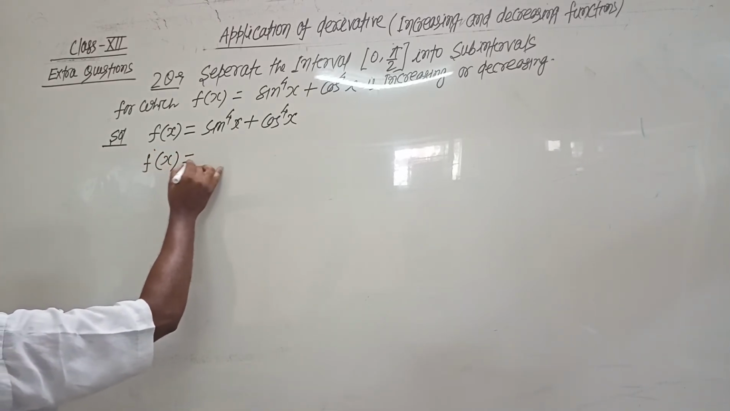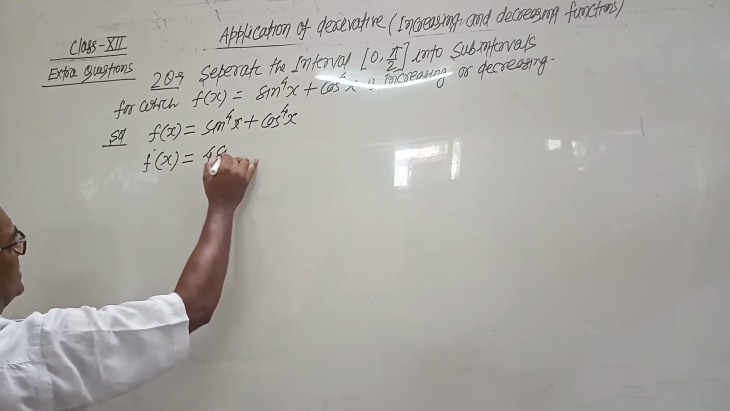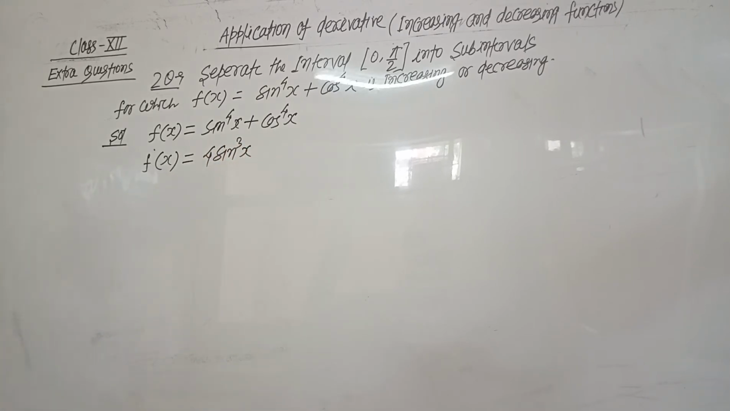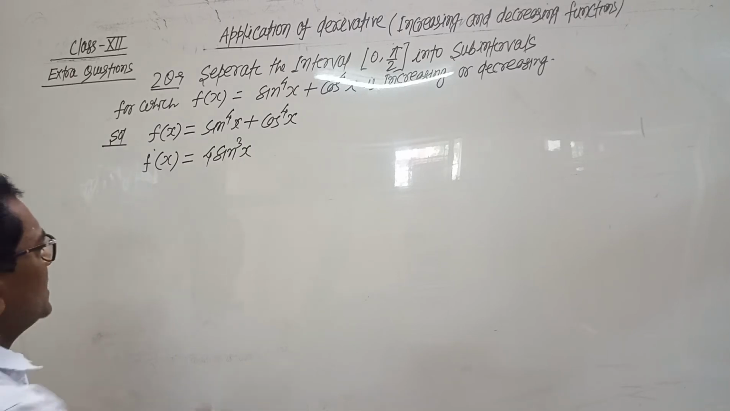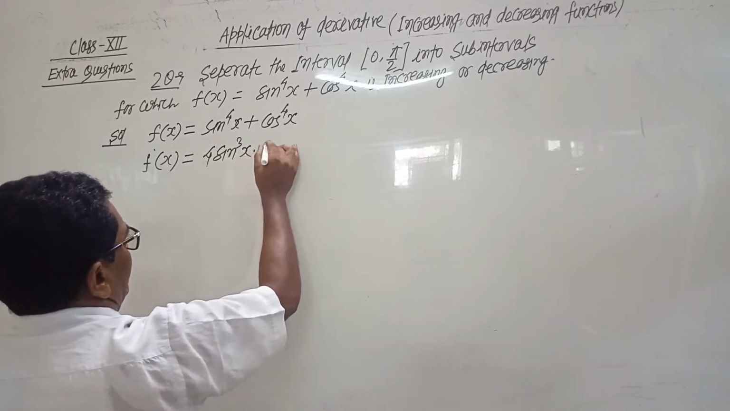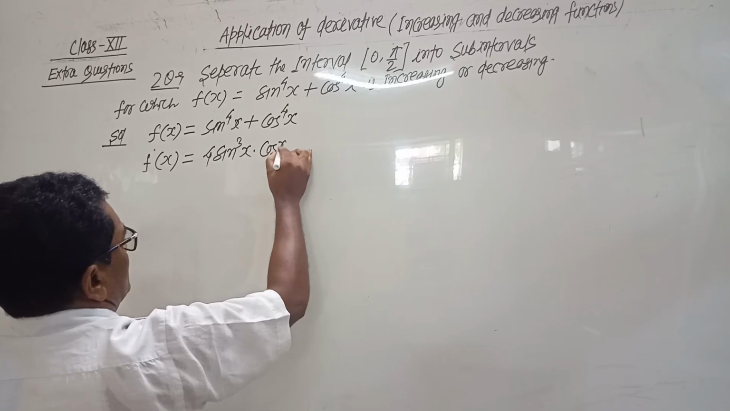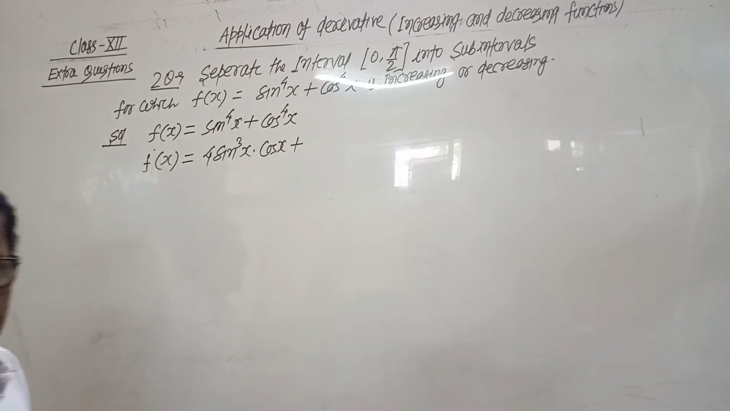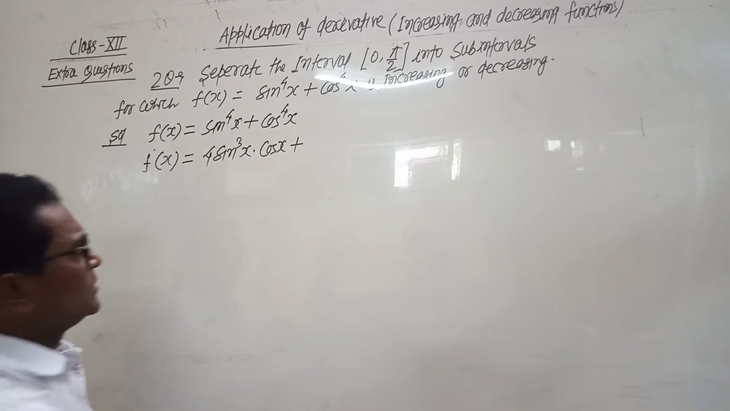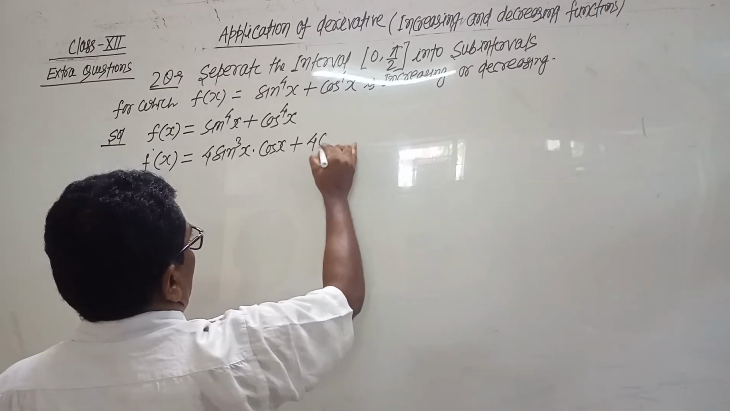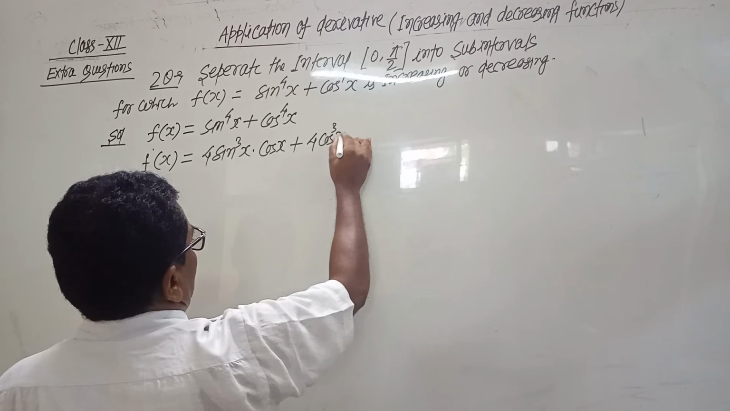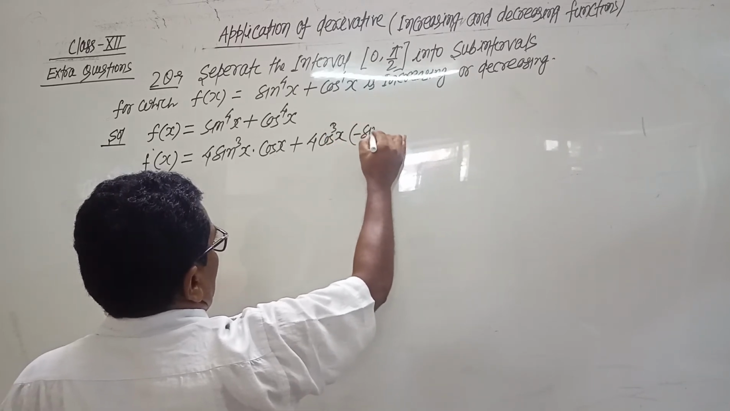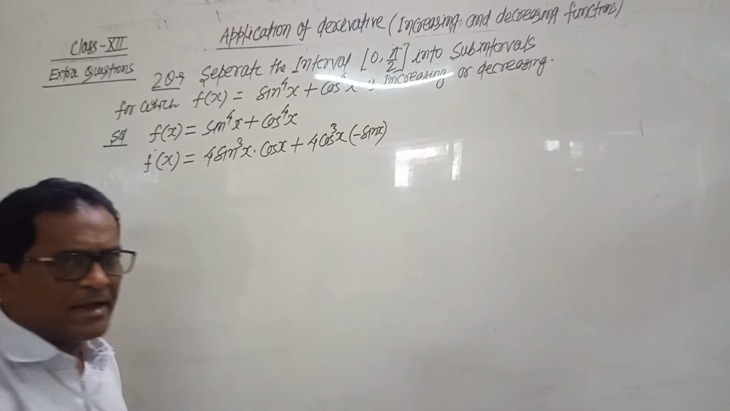So f dash x will be 4 sin cube x, differentiation of sin raised to the power 4 x, and drop the power 4, then differentiation of sin x is cos x, plus differentiation of cos raised to the power 4 x is 4 cos cube x, and differentiation of cos x is minus of sin x.